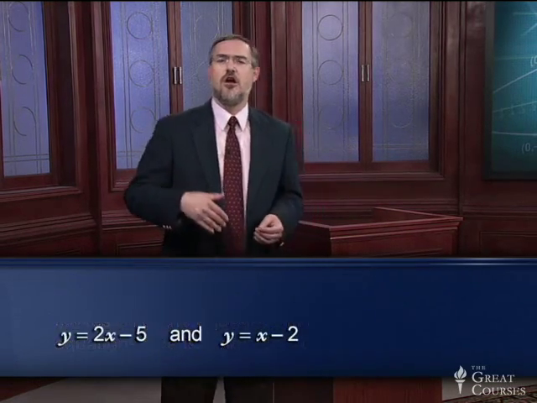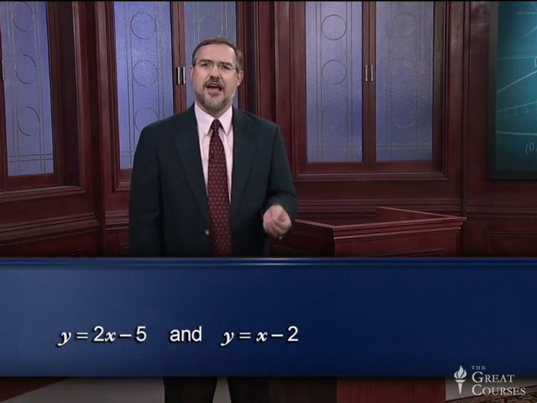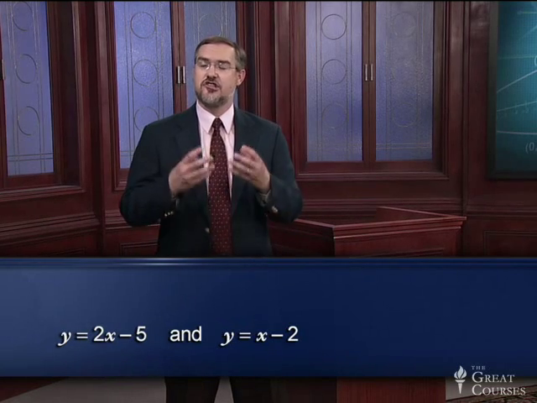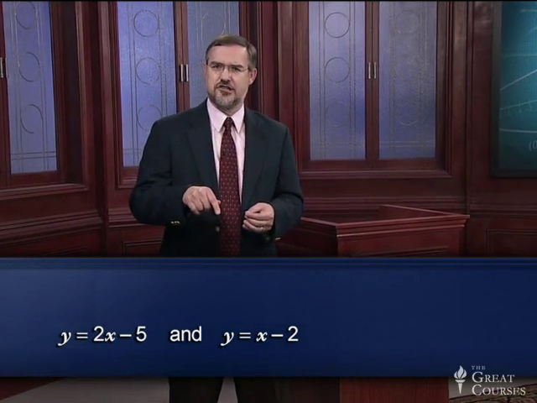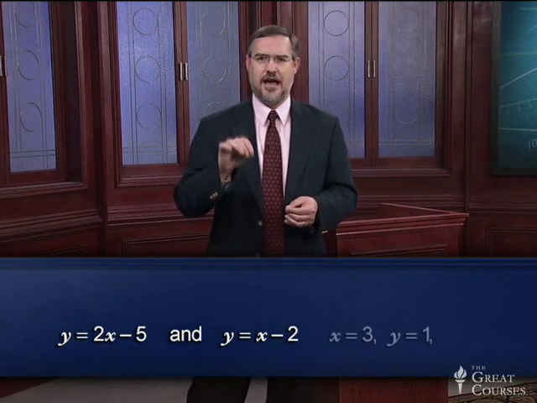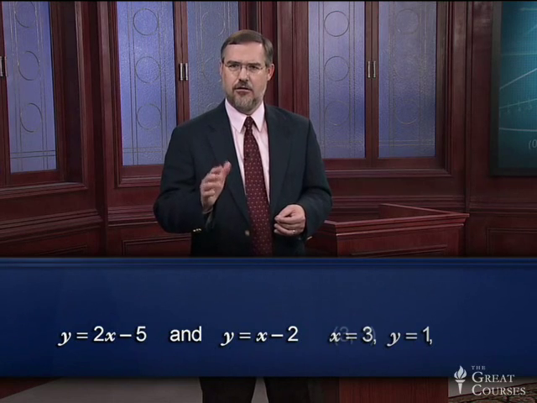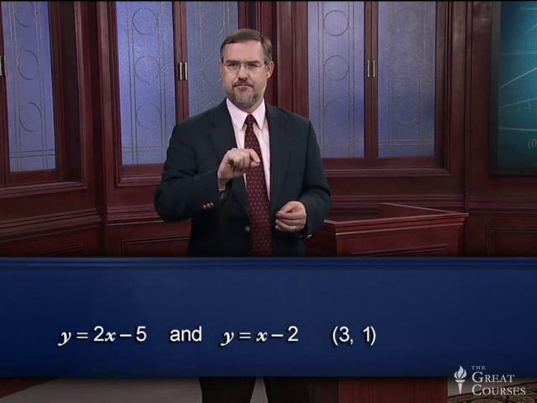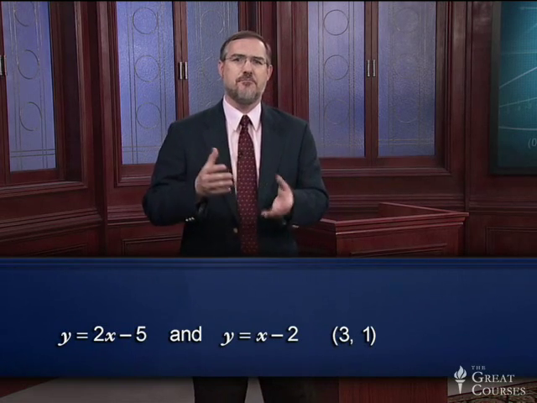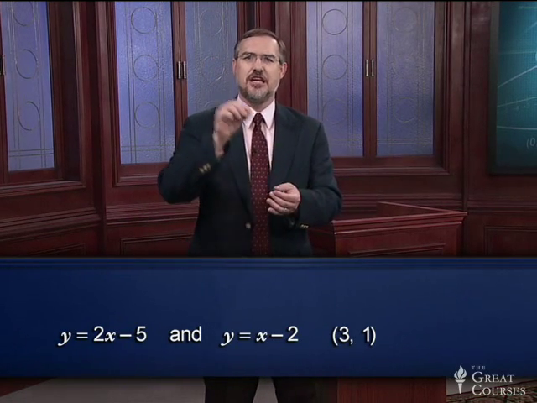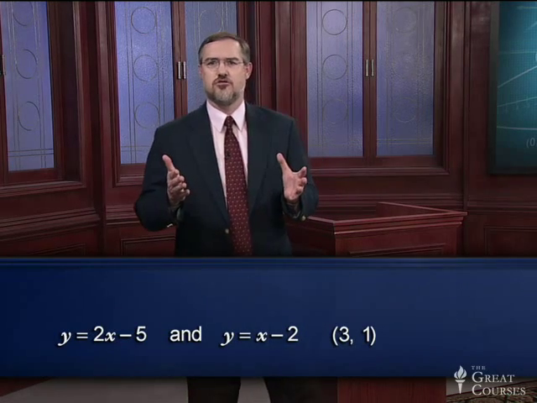So for example, y equals 2x minus 5 and y equals x minus 2 is a system of 2 linear equations. A solution of this system is actually the set of numbers x equals 3 and y equals 1, or the ordered pair (3, 1). Now to check to make sure that really is a solution, we can confirm it by plugging in these numbers into each of the equations to make sure that everything is true.